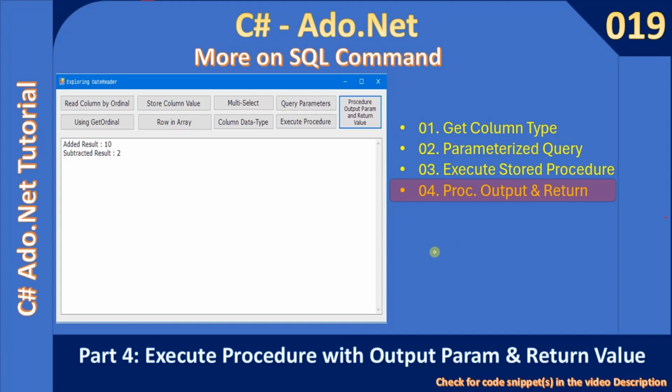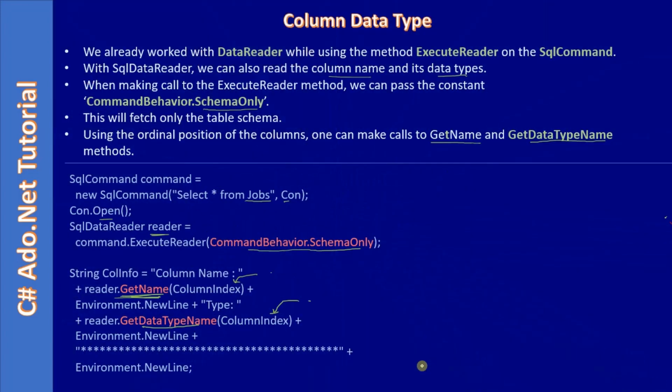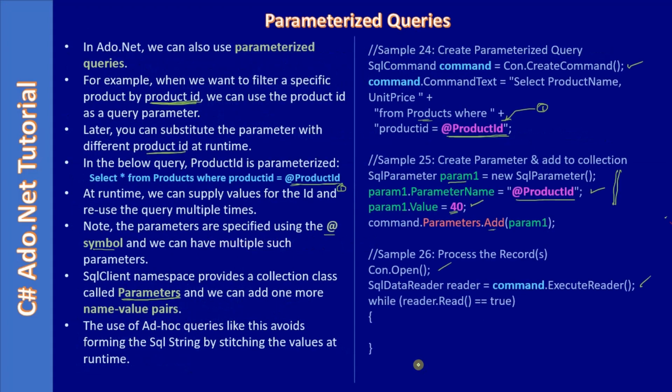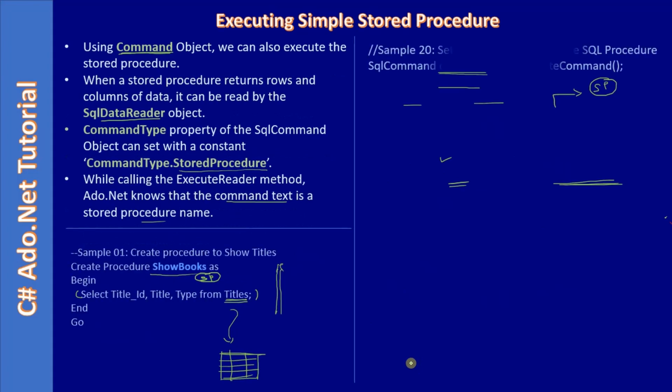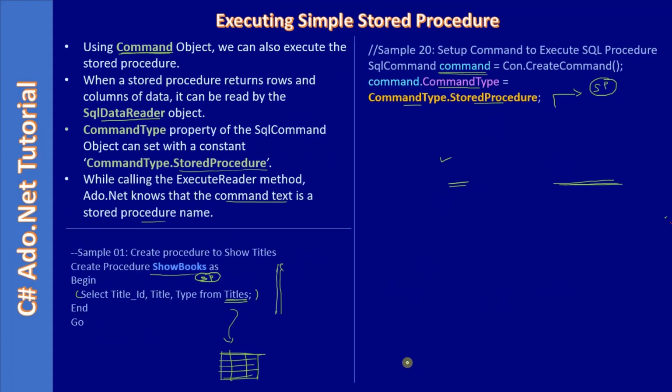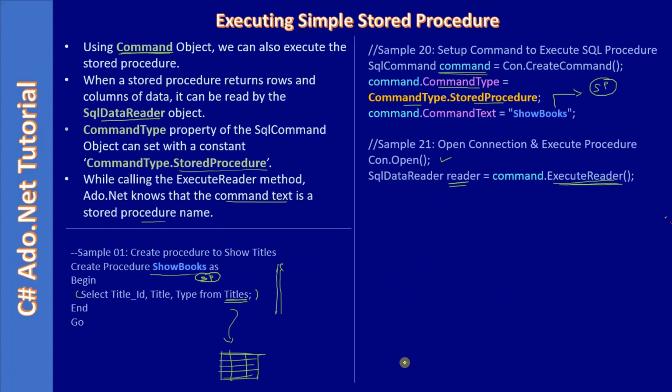In this video, we will execute one more stored procedure with output param as well as return value. So this video is about executing a procedure with out param and return value. In the last video, we looked at executing a simple stored procedure.